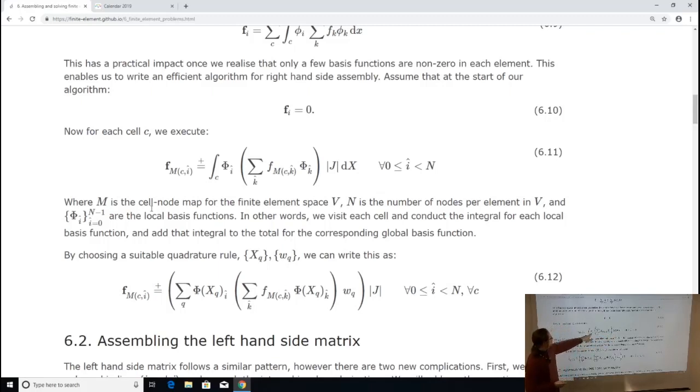And what you need to do is that will produce a number of contributions to integrals equal to the number of i-hats, i.e. the number of local basis functions. And you need to add those into the right entries of the vector f. Which of the right entries? The right entries are given by the cell node map.